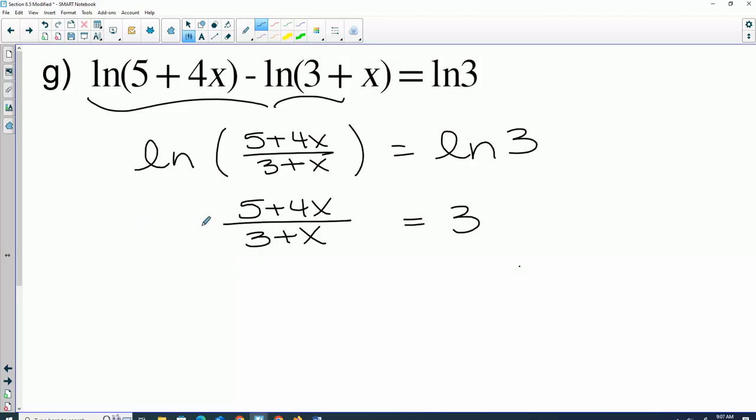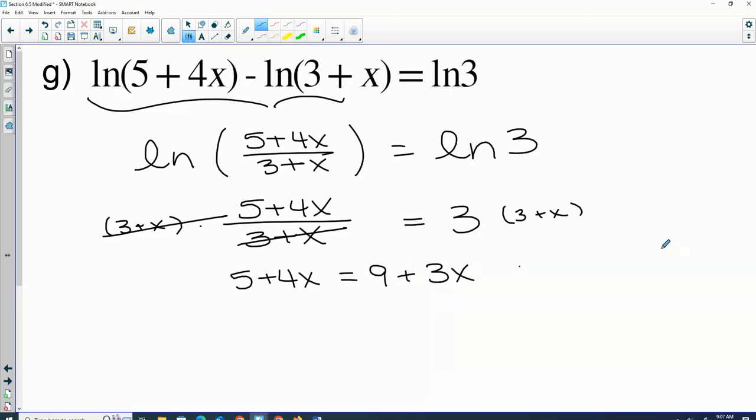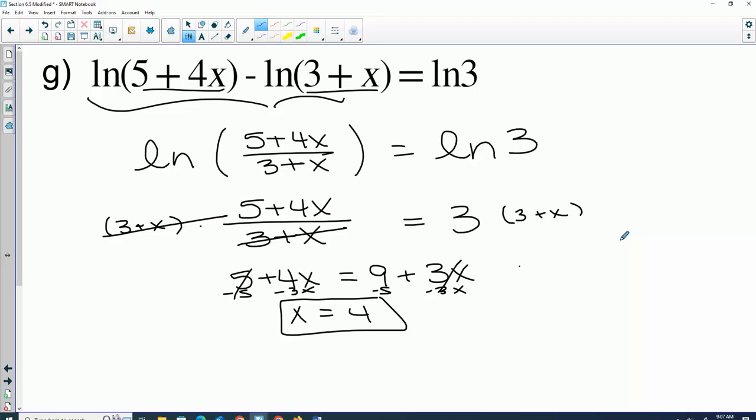So now to solve this, we have to multiply by the denominator, so taking each side times 3 plus x. So these cancel. 5 plus 4x equals, if we multiply this out, 9 plus 3x. If we subtract over our 3x, subtract over the 5, we get x to equal 4. Check it, just make sure your arguments are positive. They both are, so that answer is okay.